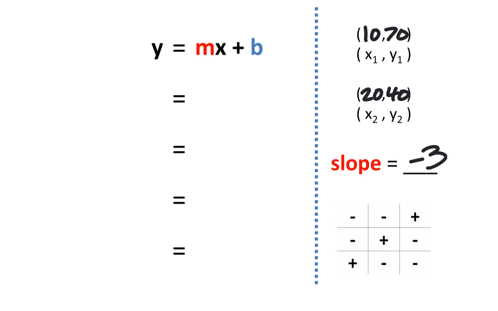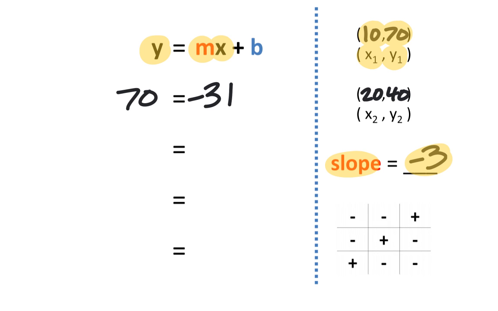At this point, I'm going to be replacing some of my variables with their known values. Therefore, I'm going to be replacing y with the number 70. Next, I'm going to be replacing m, which is slope, with the number negative 3. Afterwards, I'm going to be replacing x with the number 10. And the plus b stays exactly the same.